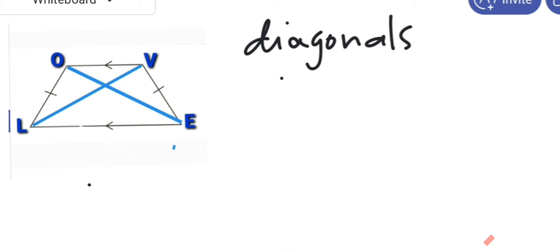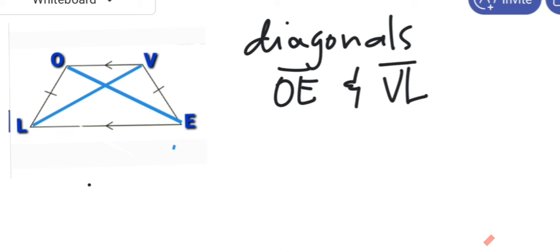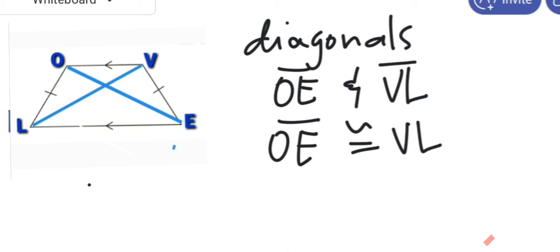Let us focus on diagonals. In an isosceles trapezoid, diagonals are congruent. So, what are the names of the diagonals in this trapezoid? OE and, correct, VL. These are the diagonals. Now, let's write the equation. OE is congruent with VL, as the theorem says, diagonals of a trapezoid are congruent.